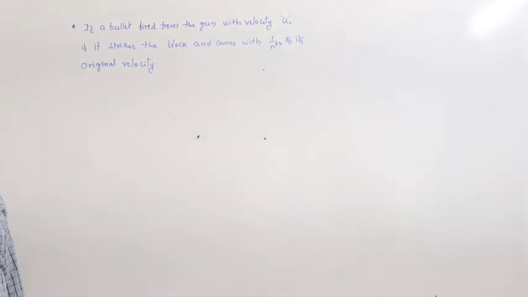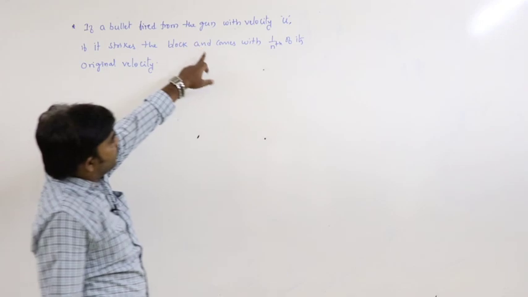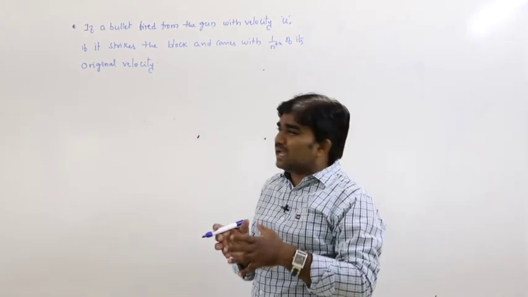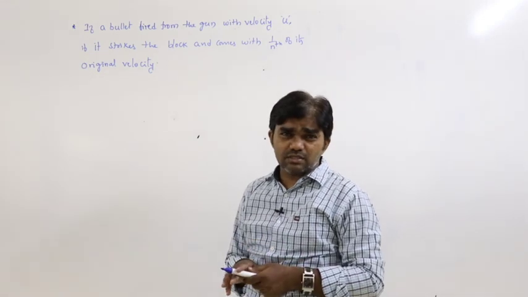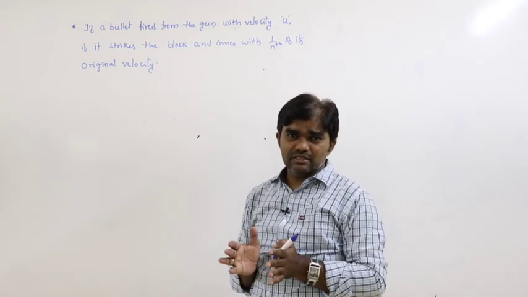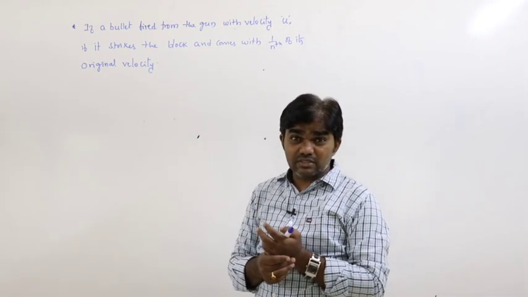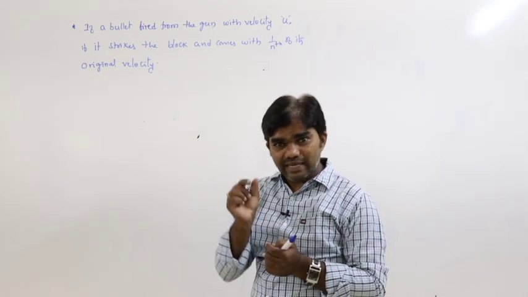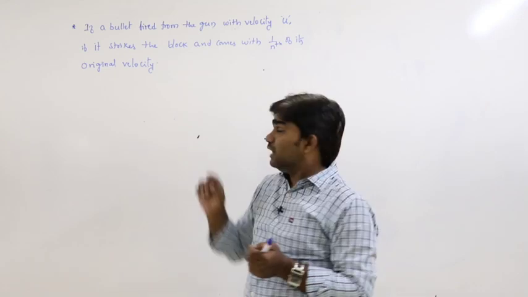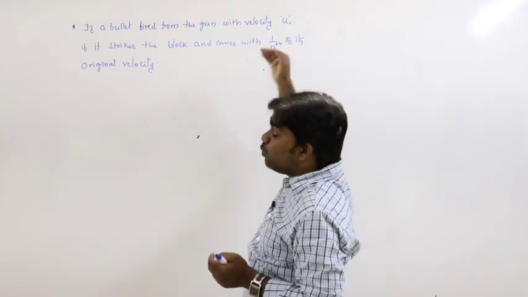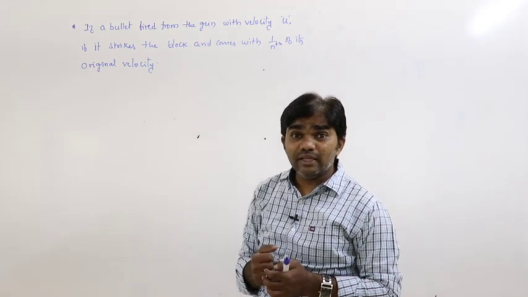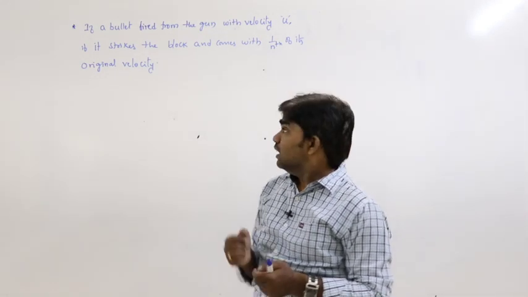So that is the question. A bullet is fired from the gun with velocity u. If that bullet strikes the plank or the block, whatever it is, having a certain thickness x, let us say, and comes out with velocity 1/nth of its original velocity.